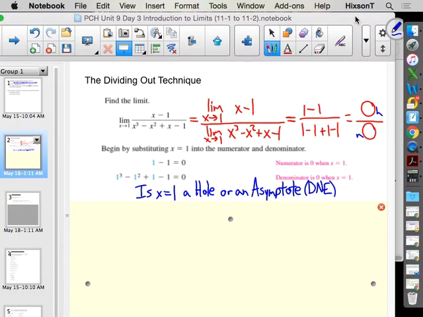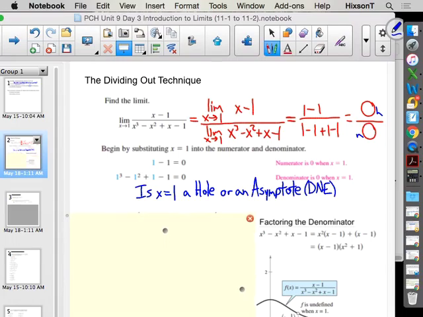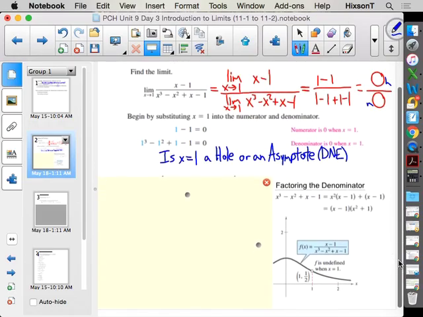Alright, so let's take a look at this. First of all, factoring the denominator. We've got to factor by grouping here. Remember, we can group the first two terms together, and they have a common factor of x squared. When we pull out the x squared, we have an x minus 1 left over.